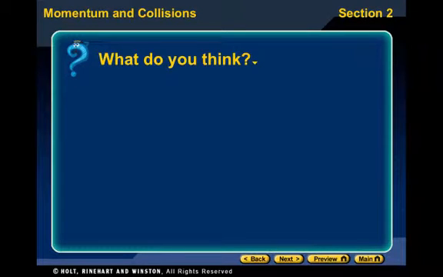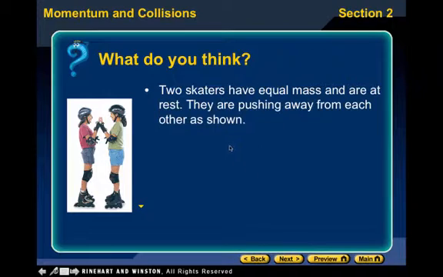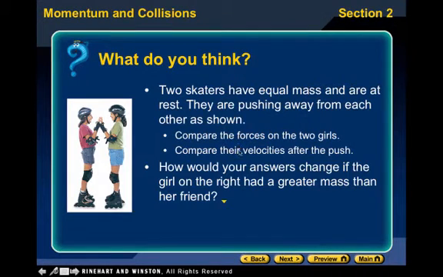Okay, today we're going to talk about momentum and collisions. So let's go through the first "what do you think" questions. Two skaters have equal mass and are at rest. They are pushing away from each other as shown. Compare the forces on the two girls.